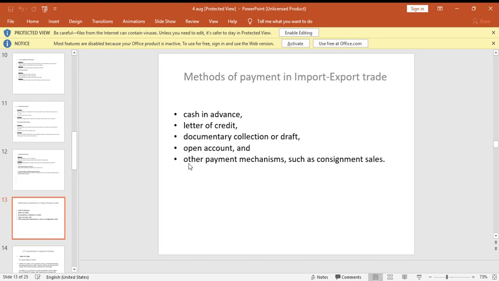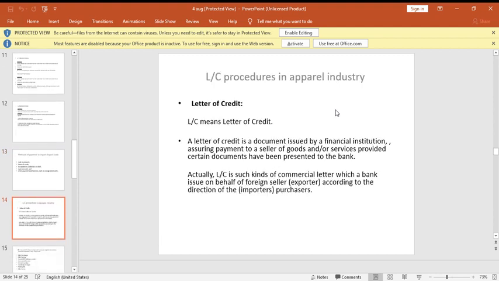How many are there? There are five payment methods: cash in advance, letter of credit, documentary collection or draft, open account, and other payment mechanisms such as consignment sales. These are the different methods of payment in import and export trade. Trade means what? Exchange of goods.